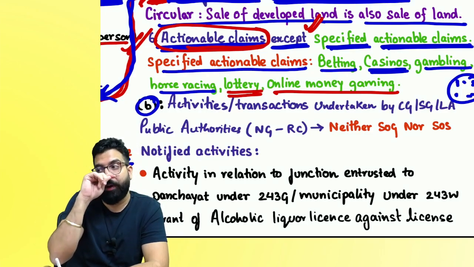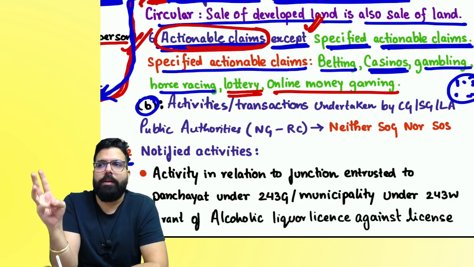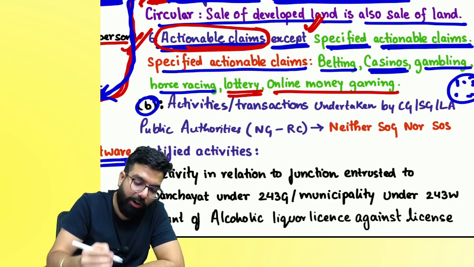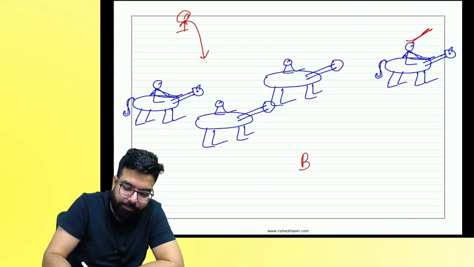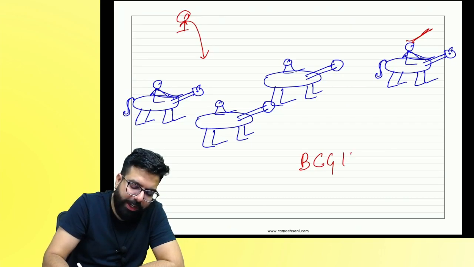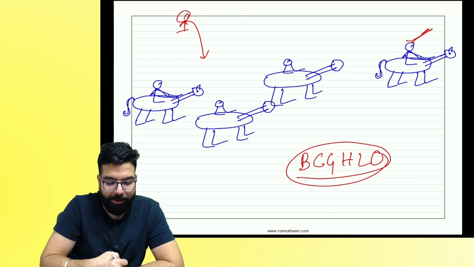Only which ones will have GST? Betting, gambling, casino, horse race, online gaming and lottery. People, what is it? Betting, casino, gambling, horse race, lottery, online gaming. You make one shortcut, okay, everyone, so that you can remember.